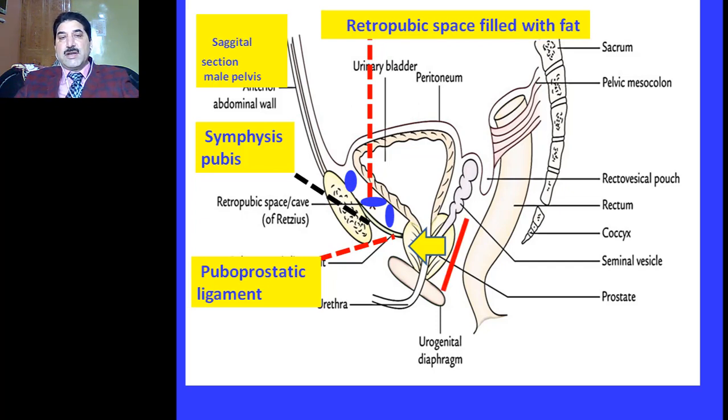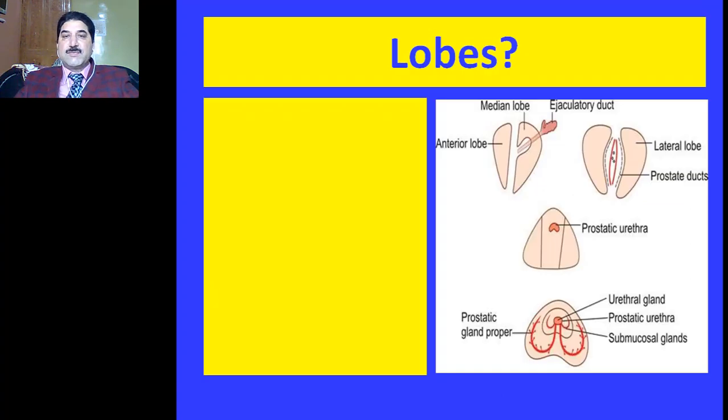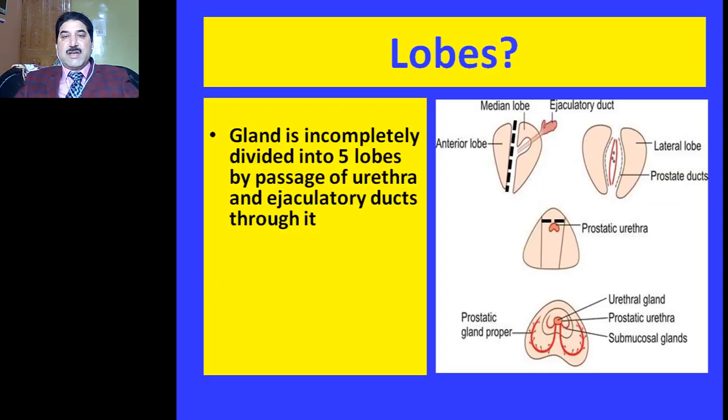Posteriorly, we have the rectovesical fascia, the rectovesical fascia of Denonvilliers, which separates the prostate from the rectal ampulla. Now let us go to the lobes of the prostate. The prostate is traversed by the urethra anteriorly and the ejaculatory ducts posteroinferiorly, dividing this gland into 5 lobes.